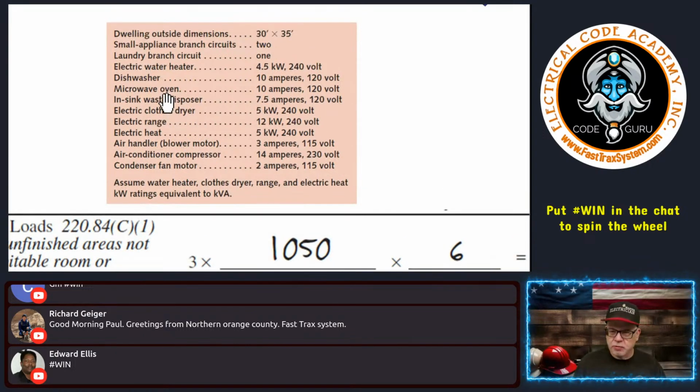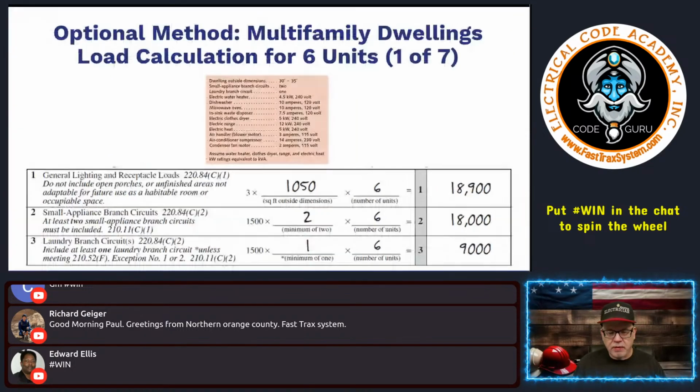Just wanted to get that straight. All right, so here we are, back to it. Again, we use the outside dimensions as we've studied before. And if you're not familiar with that, 220.84(C)(1) is giving us all of the rules that we need to make sure that we know how to do the optional method.